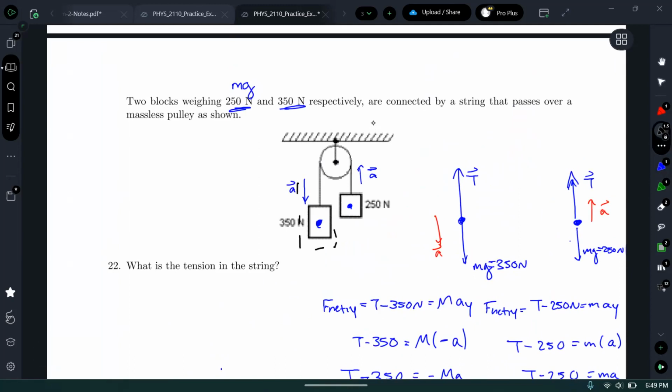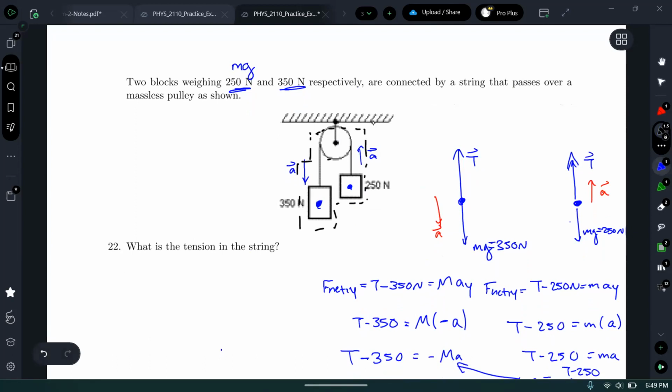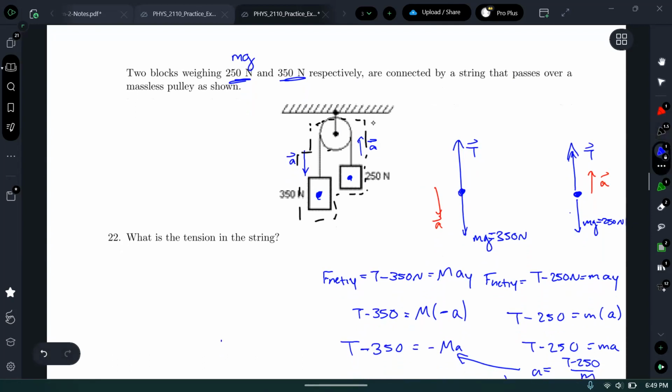So I'm going to take this as my system: the two blocks, not the pulley, just the rope and the two blocks. We at this stage are assuming massless, frictionless pulleys anyway, so they don't really do anything interesting, but I'm just going to look at the two blocks. Then for systems, I just think about the external forces acting on the system, which would be the weight of the big block, 350 newtons, and the weight of the little block, 250 newtons.